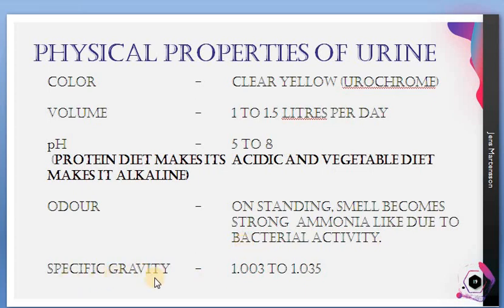And the next one is specific gravity. Specific gravity means relative density. So what is this relative density? It's density when it is compared with water. So the relative density or the specific gravity of urine in a normal condition has to be 1.003 to 1.035.